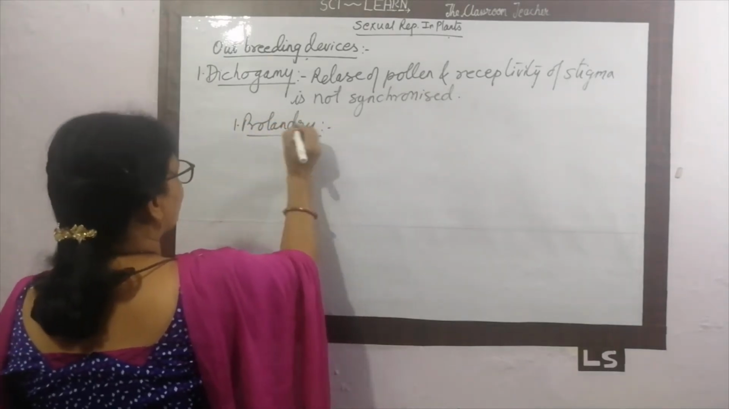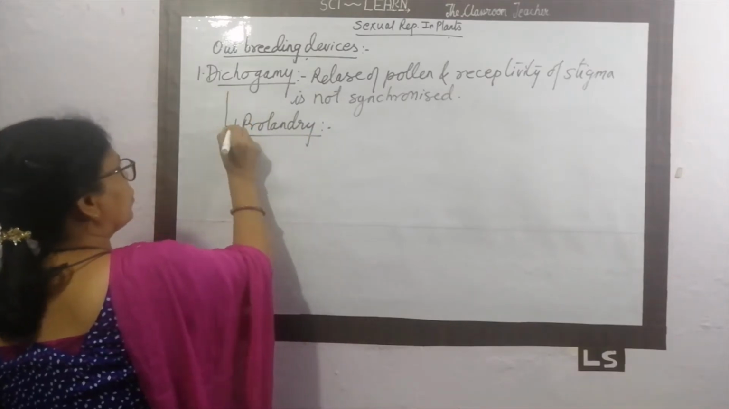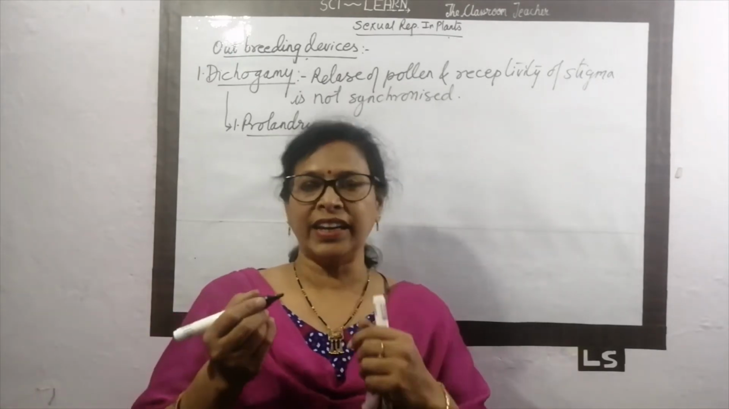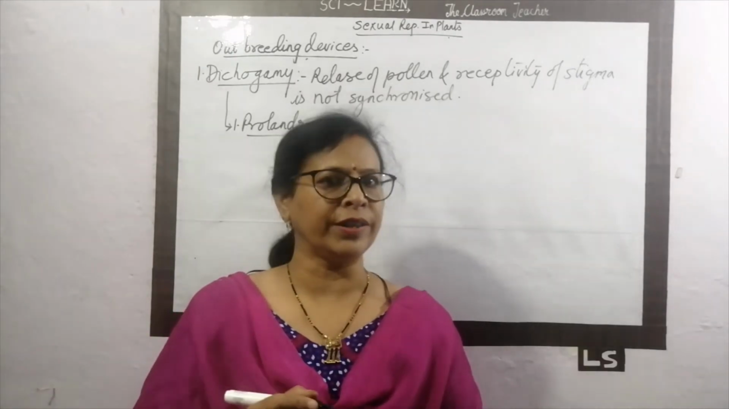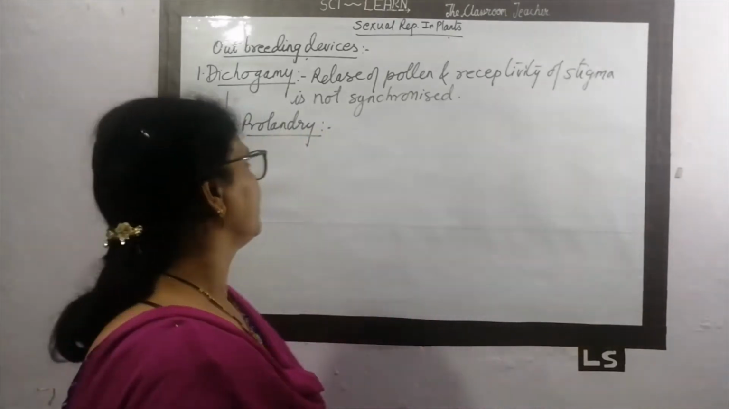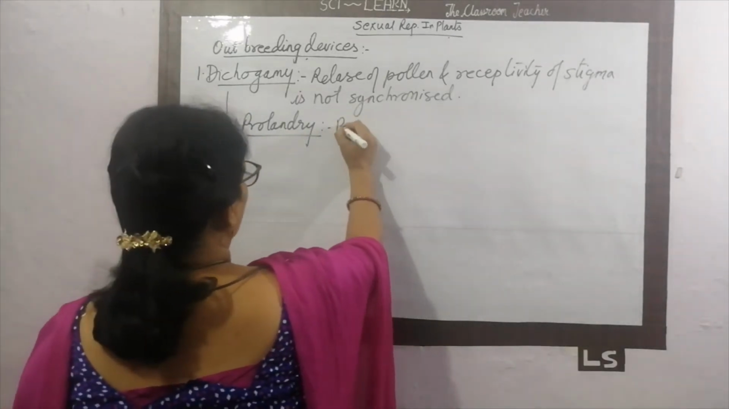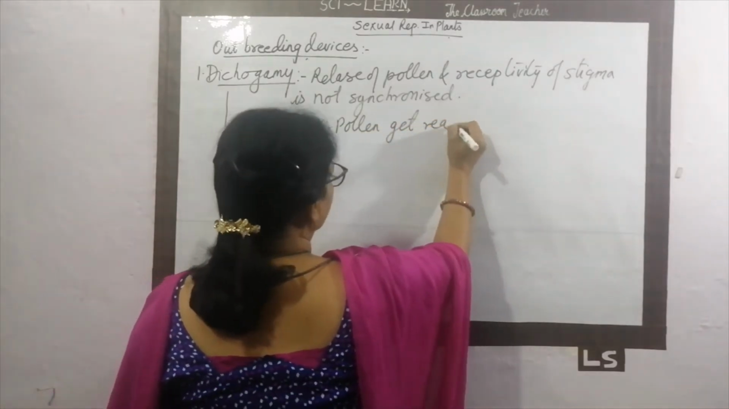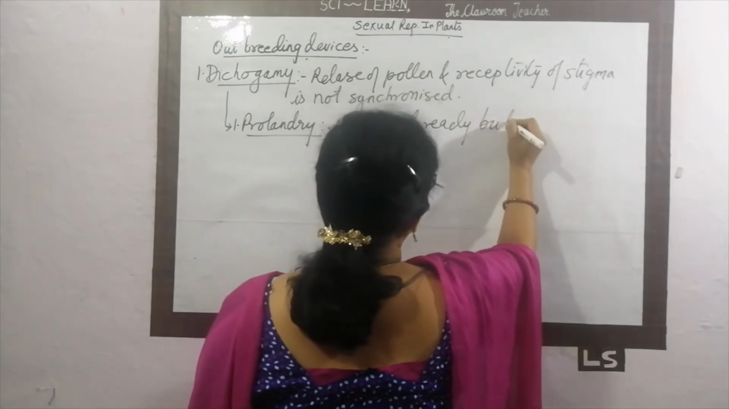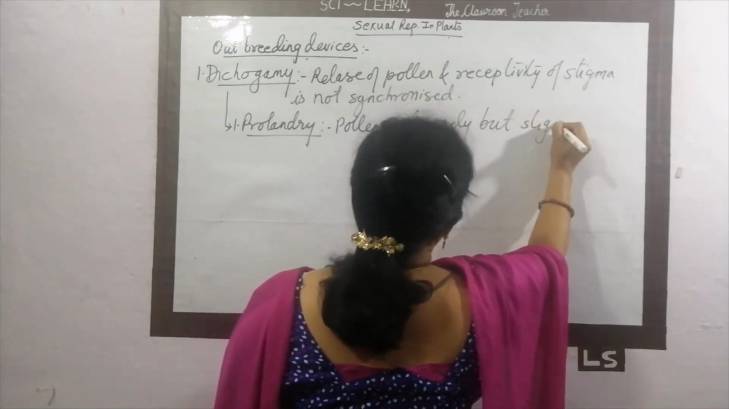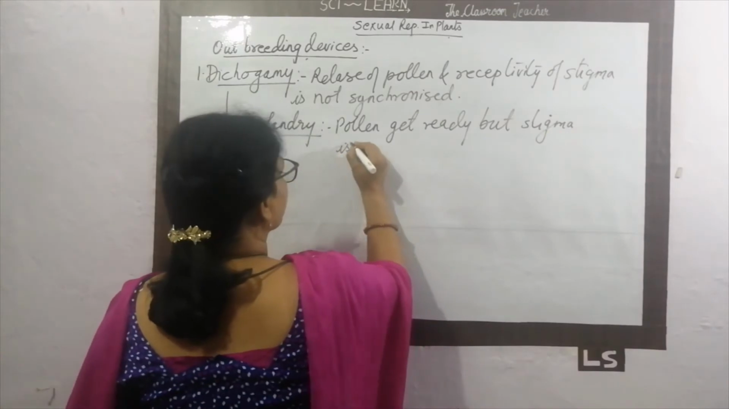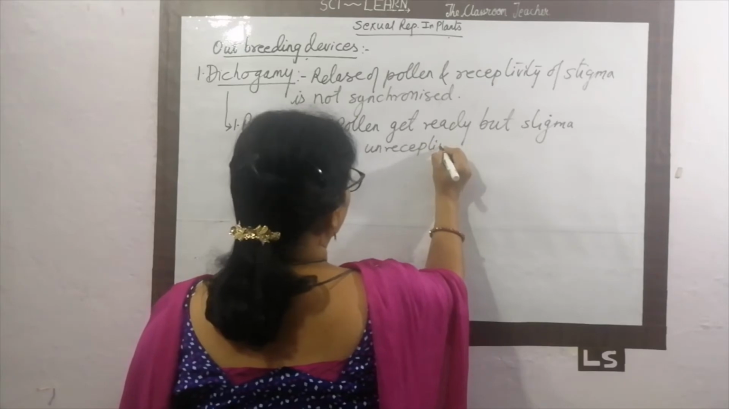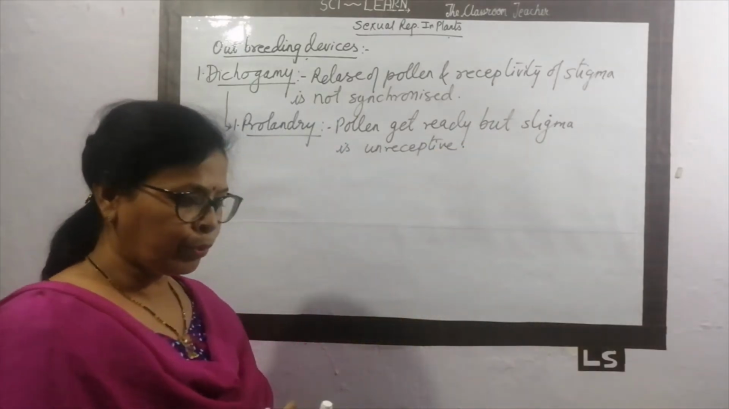What is the meaning of protandry? That is a type of dichogamy. Protandry means pollen gets mature, but the stigma is not ready to accept that pollen. Okay, what is protandry? Pollen gets ready, but the stigma is unreceptive. That is called protandry.